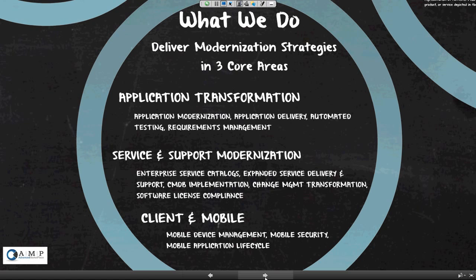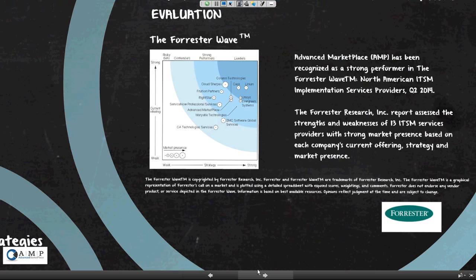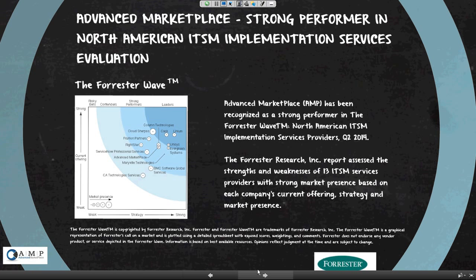So in respect to that and what we do, I thought it was important to then just note very quickly that Advanced Marketplace has been recognized by Forrester as one of the top ITSM implementation companies in North America.